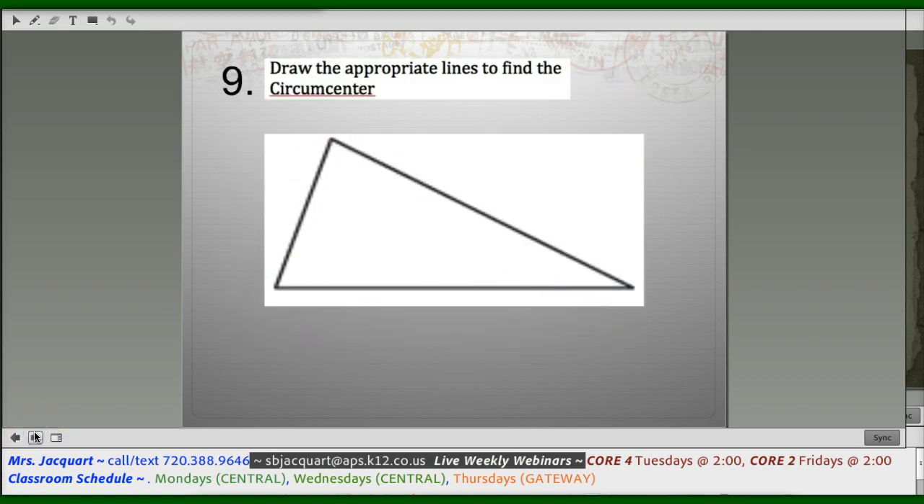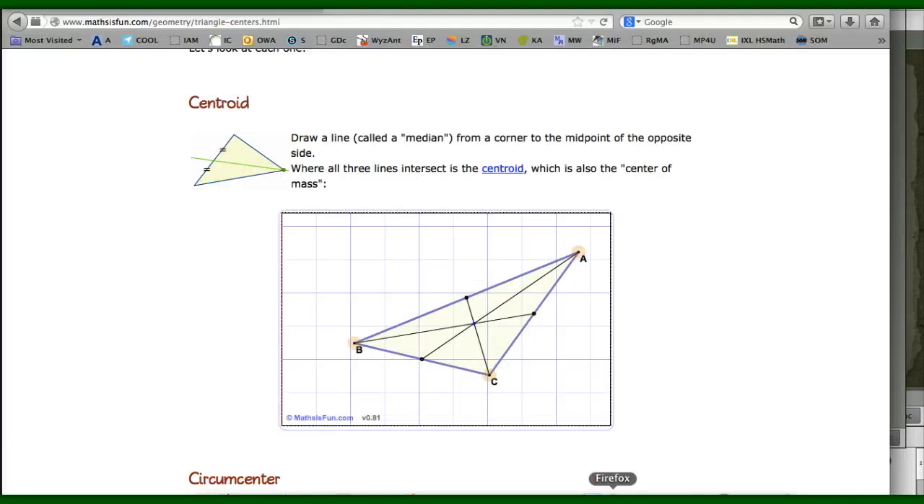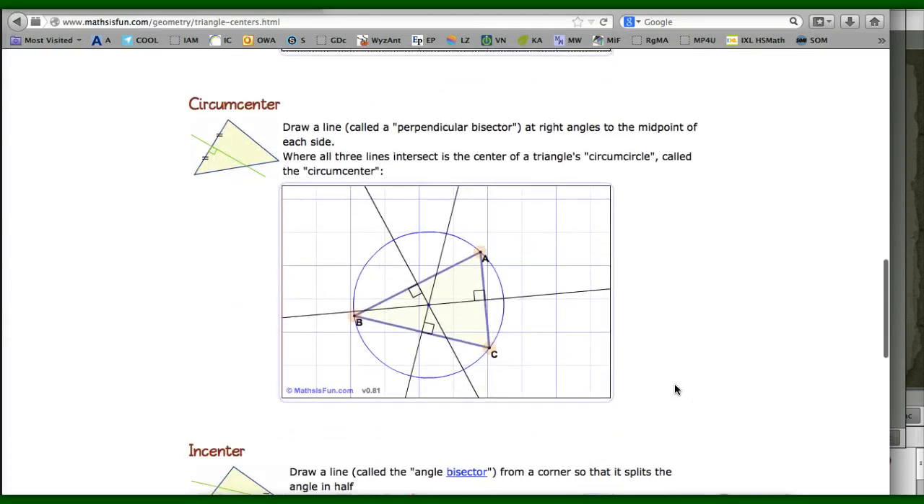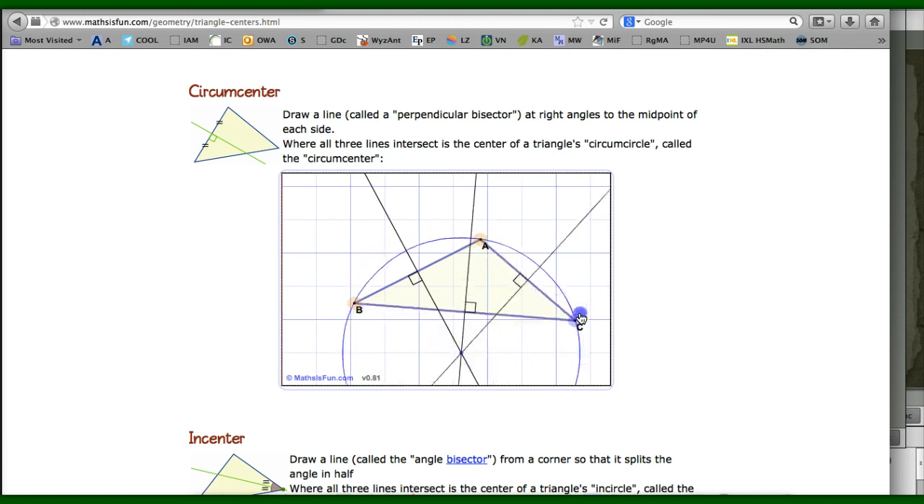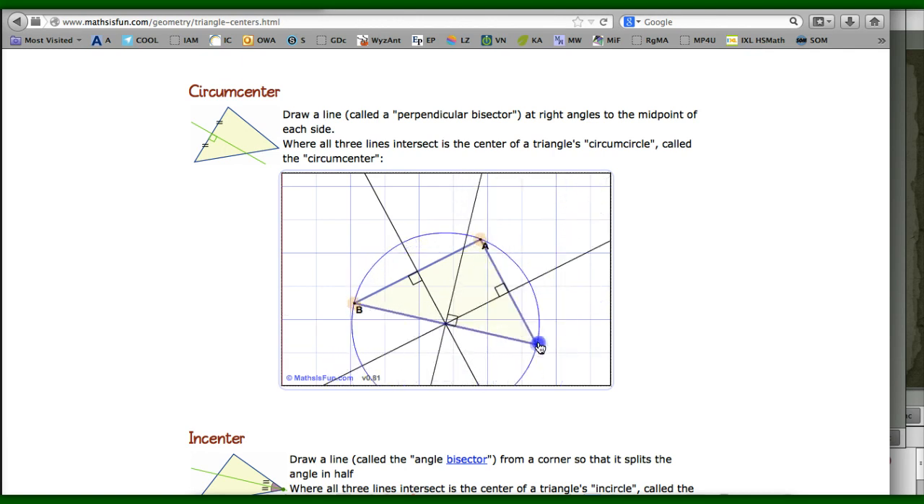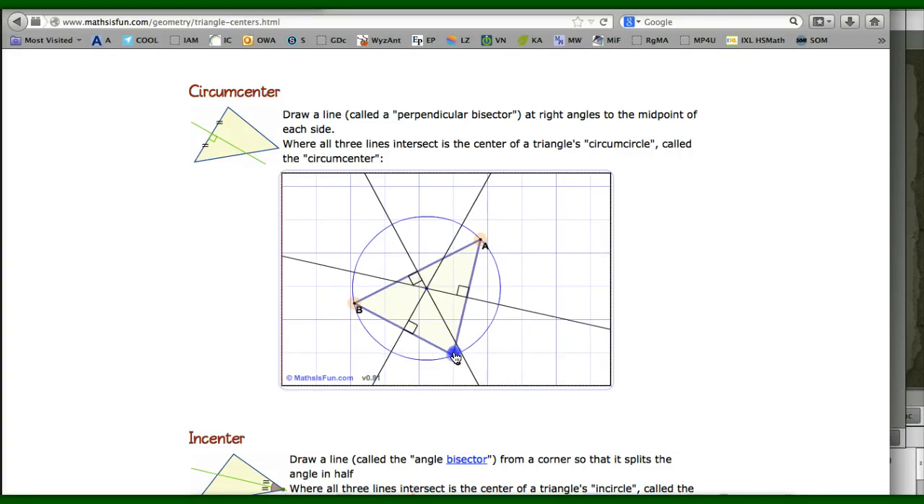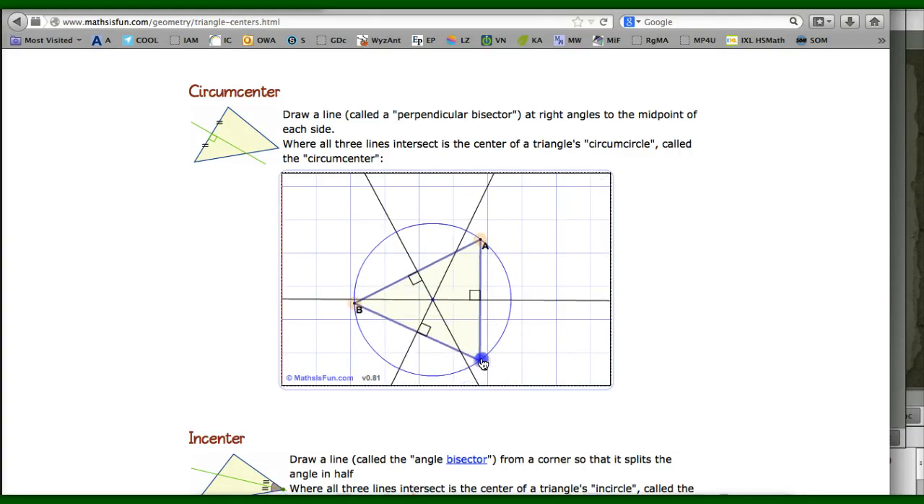Okay. Draw the appropriate lines to find the circumcenter. So let's go find out what a circumcenter is. Circumcenter is drawn from three perpendicular bisectors. So let's go look at that. It's kind of cool. My circumcenter can go on the outside, on the line when you have a 90-degree angle, and on the inside. Anyway, it's cool.